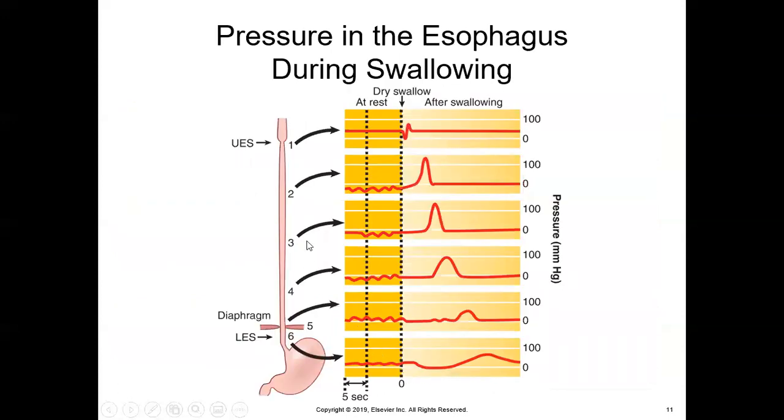And this just shows the pressure as you go through the esophagus. So this is the upper esophageal sphincter. That's the very beginning of the esophagus. Then you have the lower esophageal sphincter down here. And it's showing the amount of pressure after swallowing. You can see the amount of pressure goes up as you get further along, and then as it gets closer to the stomach, the pressure actually goes down as it's going into the stomach.